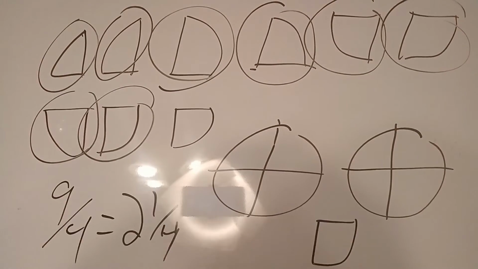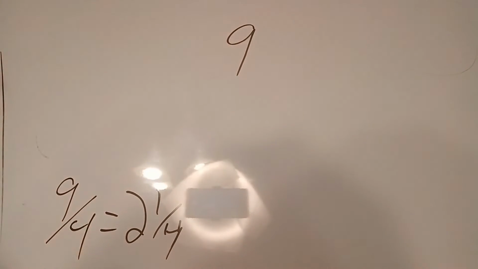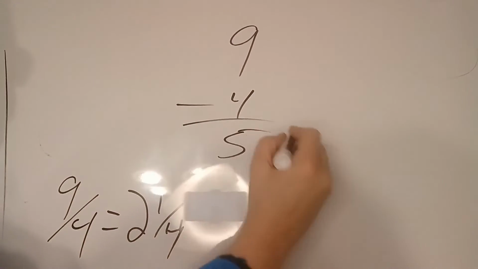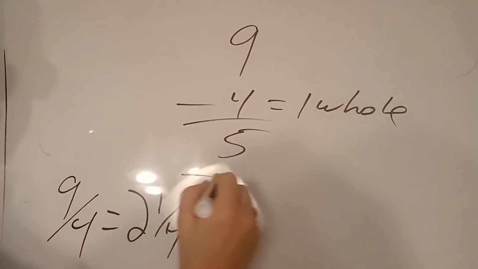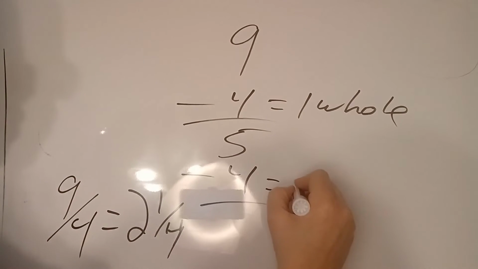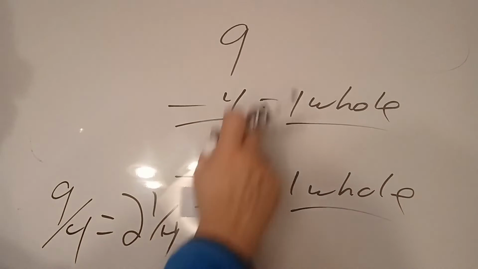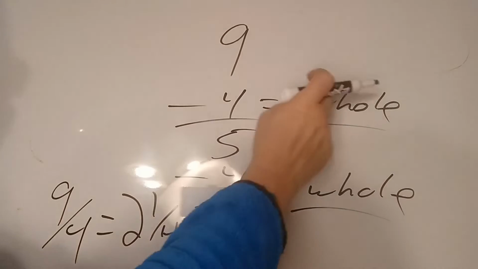So how do we do this without drawing all the pictures? Let's look. We know we have 9 pieces. We know it takes 4 to make a whole. So we subtract off 4. Gives us 5 pieces left. Subtract off another 4. And we have 1 left. So we have 2 wholes and 1 piece that is 1/4 left. So we have 2 1/4.